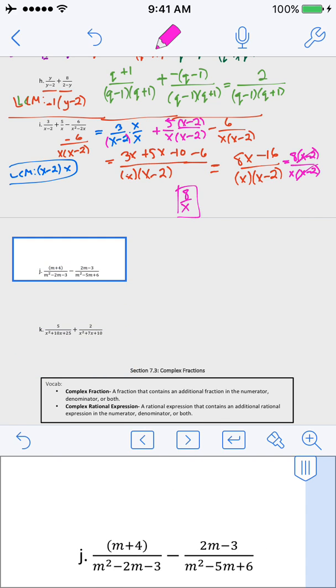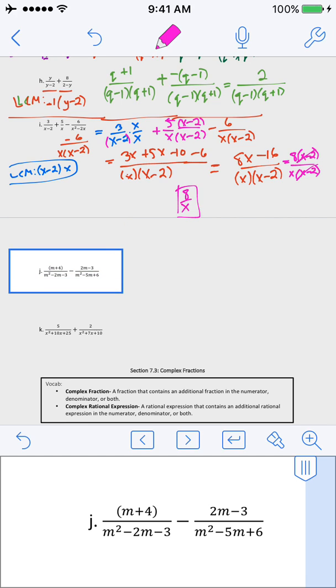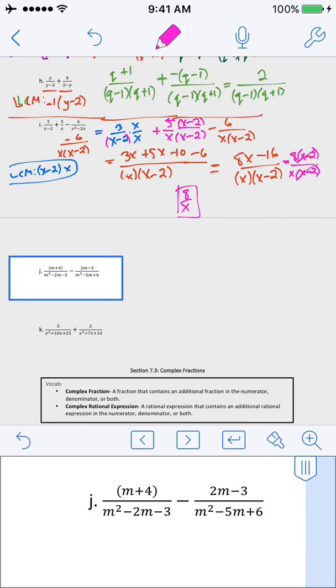So I've got this one, m plus 4 over m squared minus 2m minus 3, subtract 2m minus 3 over m squared minus 5m plus 6. Now remember, we're not changing division to multiplication, so I'm not going to flip the fraction. I'm just going to make this top one negative. But first, I think I'm going to find an LCM.